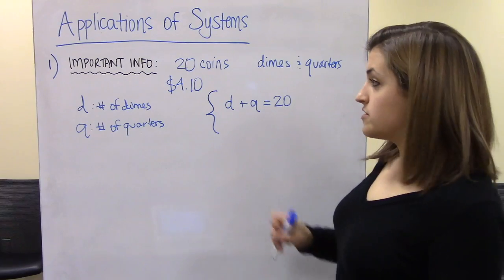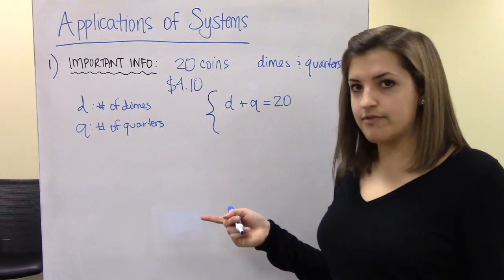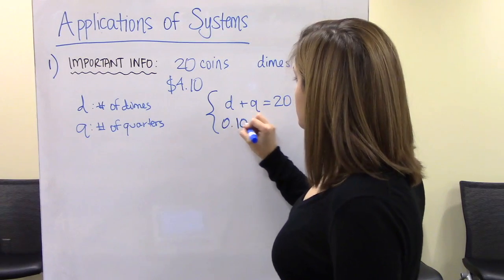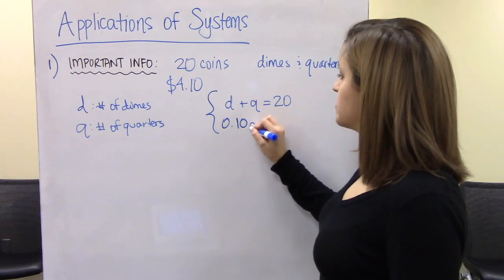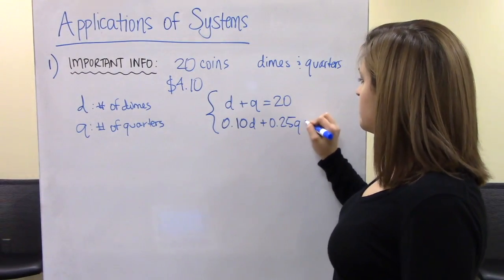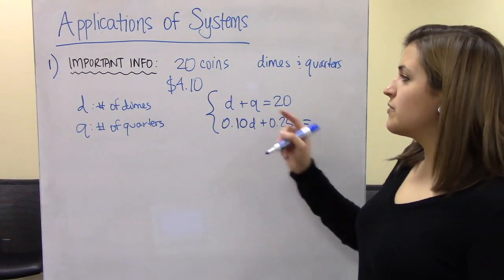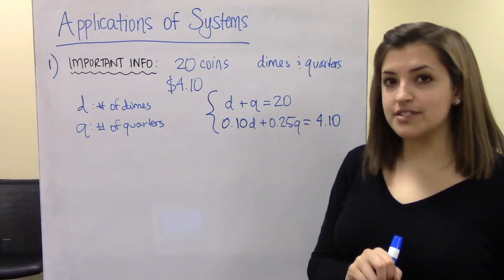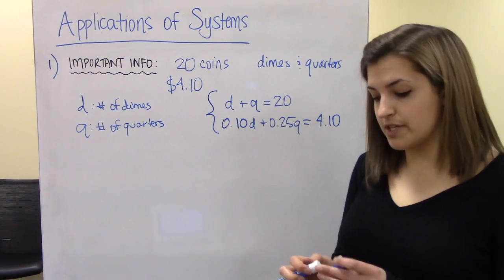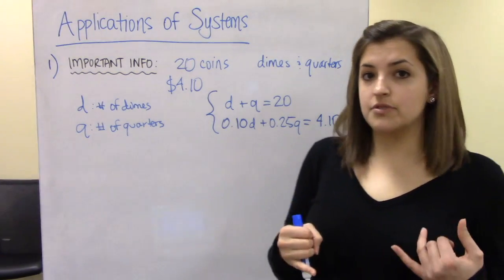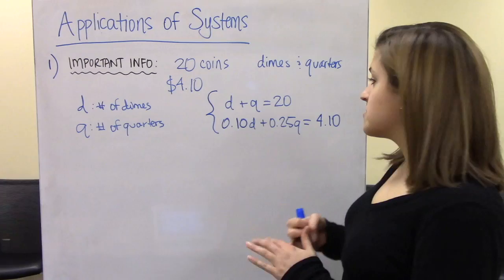Now, we know that dimes are worth 10 cents and quarters are worth 25, so every dime is worth 10. So 0.10 D plus 0.25 Q for 25 cents equals $4.10. All right, so now we can solve it. We have a couple different ways we can do it. We can either graph, or we can use substitution, or we can use elimination.